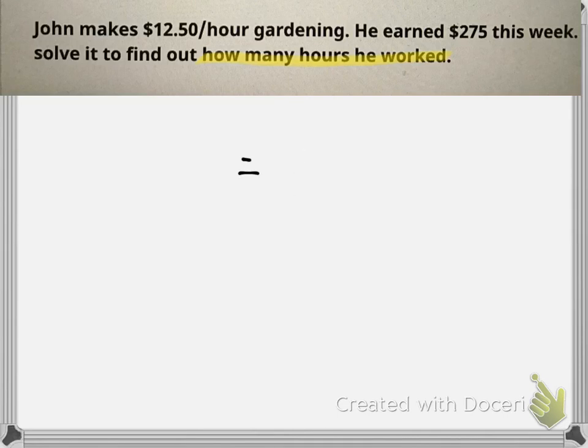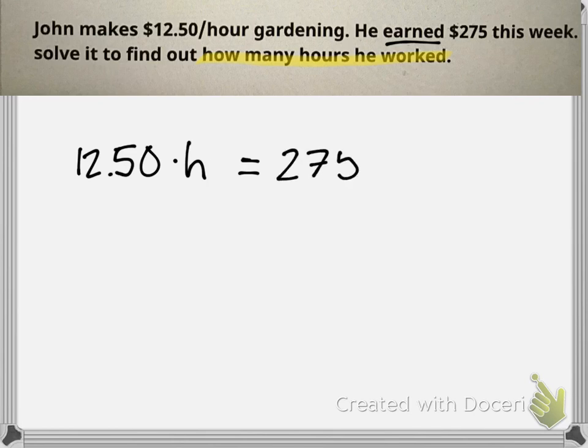When we write it out, he earned $275. We literally just go through and do it exactly. He makes $12.50 every hour, so we multiply that times the hours, and that's equal to how much he made, $275. Now, here is where Fernando is correct.